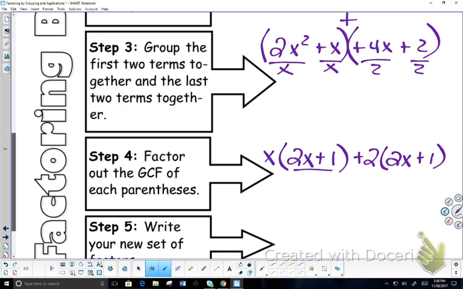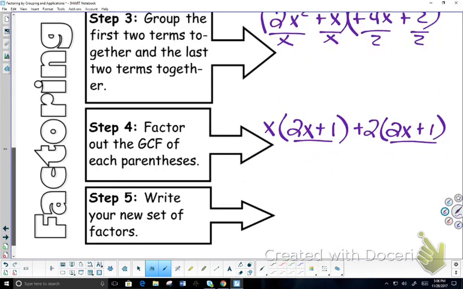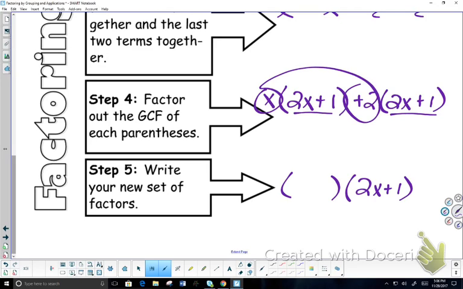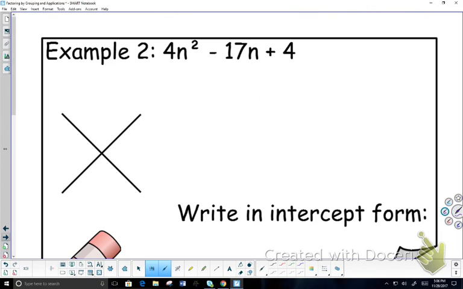What must happen is your parentheses have to be the same. If they are not the same, you have a problem. Go look at it again. One of your factors will be what is in the parentheses. The other factor will be the two things on the outside of the parentheses, so x plus 2. And those are going to be the factors for our standard form equation above.